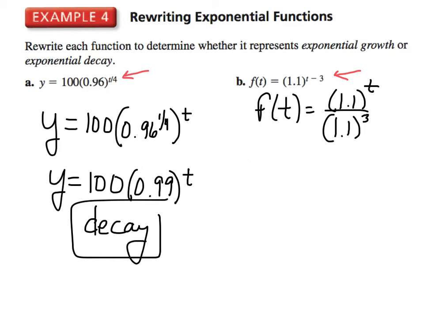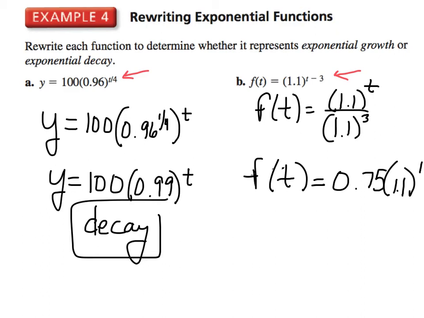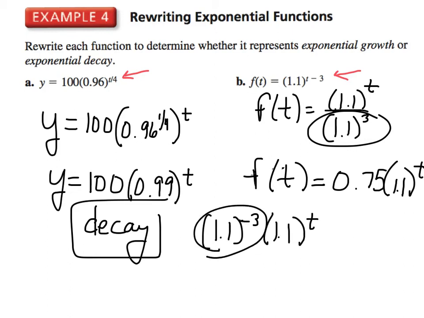So now, we simplify this. Evaluate the power, f of t is approximately equal to 0.75 times 1.1 to the t power. And how do we get that? We take 1.1, this is going to be to the negative 3, because remember we have to move it to the top. And 1.1 to the negative third power gives you 0.75. So this, because it's 1.1, this represents growth.